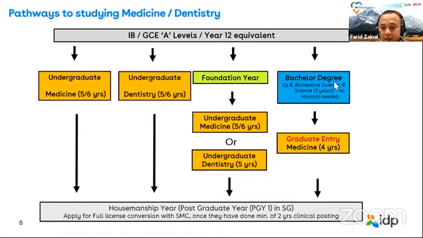Lastly, it's going to be a largely science bachelor degree first for 3 years, then progressing on to medicine and dentistry graduate entry for another 4 years, which makes it a total of 7 years. This will actually appeal to a certain group of students, which I will refer to in my later slides as well. Whichever path you choose to embark on your journey to be a doctor or dentist, you will still need to complete a minimum of a year or two of housemanship.